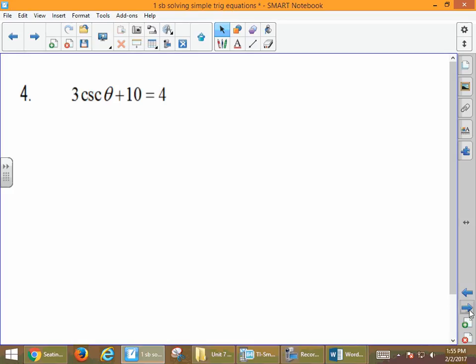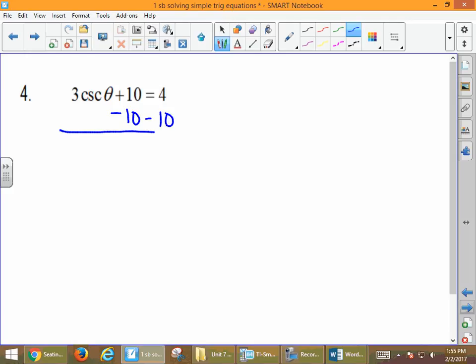And one of the reasons that I want to look at problem 4 is it's cosecant. So cosecant is the reciprocal of which function? Reciprocal of sine. But we don't need that right away to solve this problem. Once again, we're going to isolate our theta. We're going to start by subtracting 10 from both sides. So we get 3 cosecant of theta equals -6.